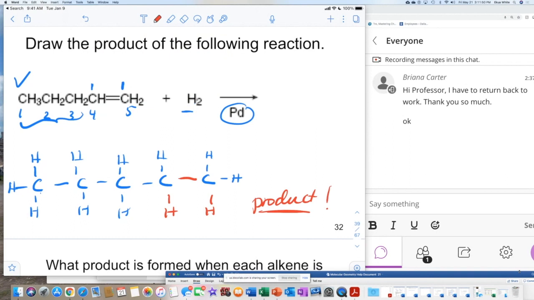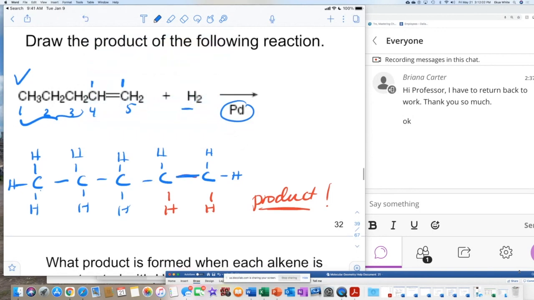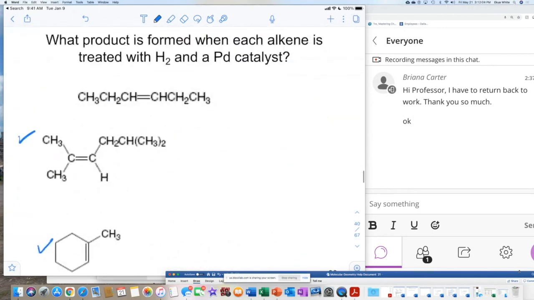Right here. Okay? You just bring in the hydrogens where there's room. You can't just put them in the other places because they're saturated, right? They're full. It's like there's no room at the end. Saturation. Okay.